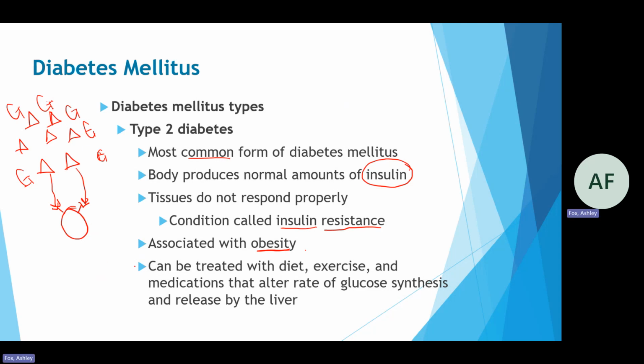You can treat with diet, so lower glucose in your diet, and exercising, so you burn off more of the glucose by converting it to ATP, and then medications that help lower glucose. So you don't need to supplement with insulin because your pancreas is making it. You just need to find ways of getting the glucose lowered and used up.